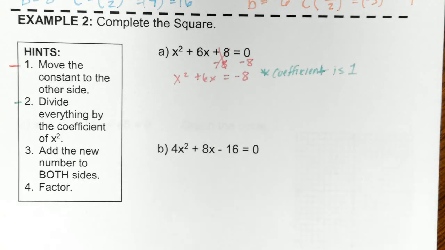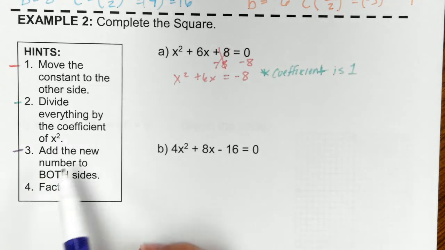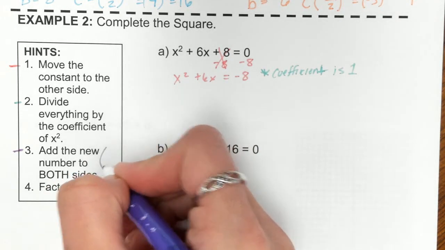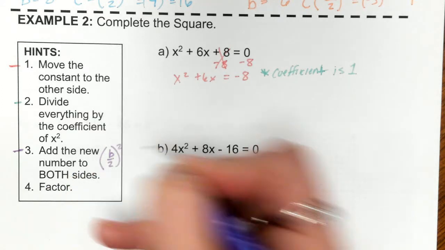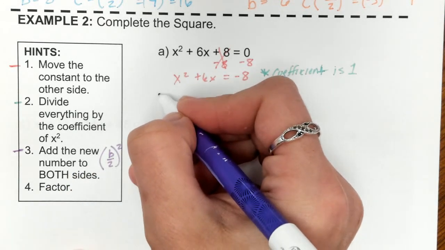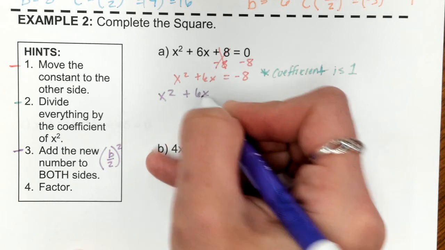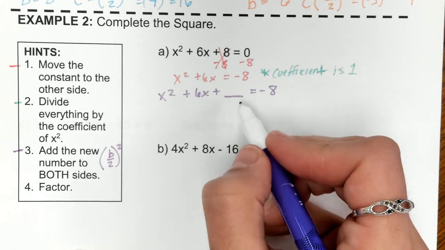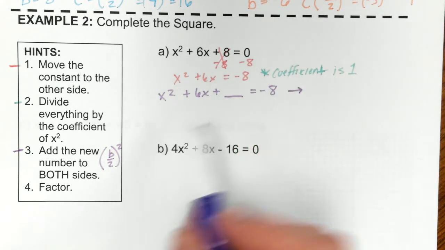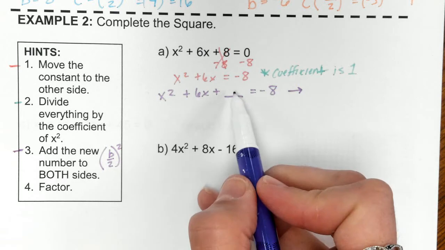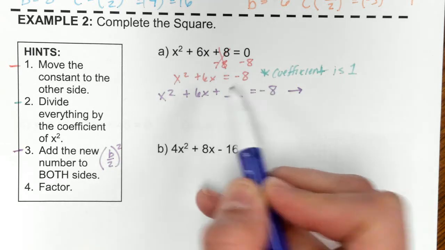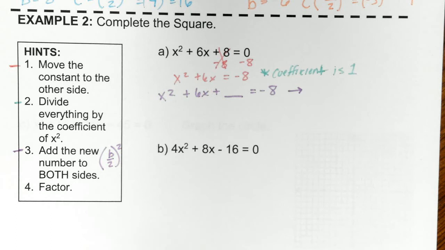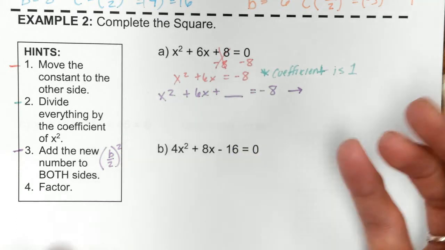So next, we're going to need to add a new number to both sides. What this means is we have to take that b divided by 2 squared. So here we know that we're going to have x squared plus 6x plus something is going to be equal to negative 8. Now when we find that b divided by 2 squared, we have to make sure we add it to both sides. What we do to one, we have to do to the other to balance it out. Same reason we subtracted 8 from both sides of that equal sign.